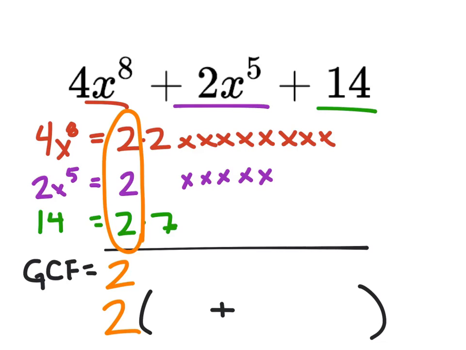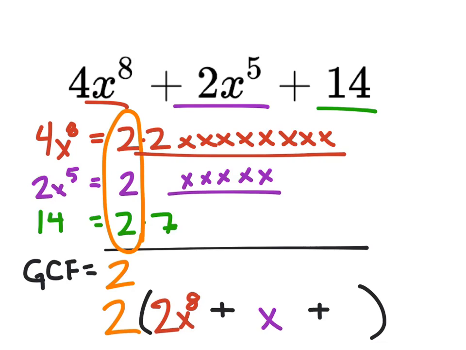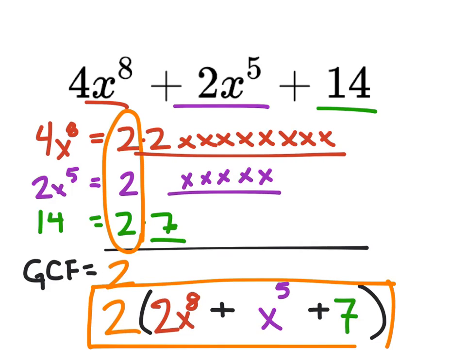So you still got some addition between those. The 4x to the power of 8, what was left over? You'd have the 2 and the 8 x's. This middle term here, we have only the x's left over, and there were 5 of those. And the 14, all that was left over was the 7 right there. So this would be considered factored with the greatest common factor.